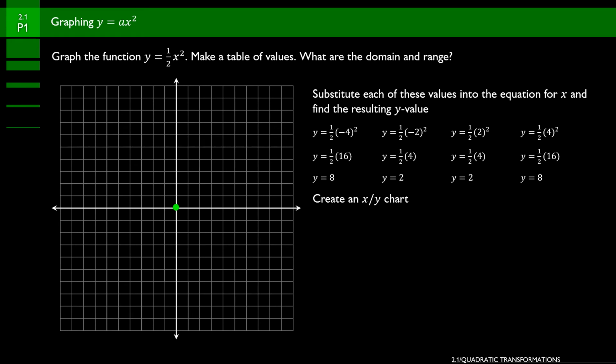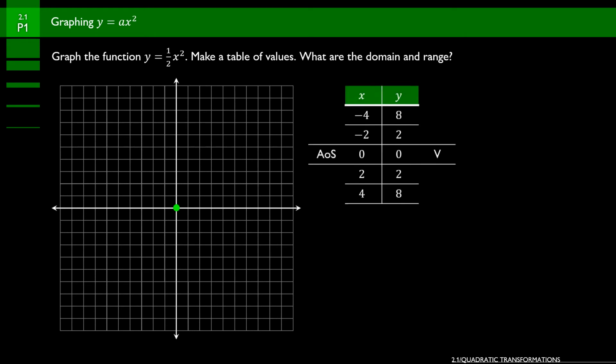When we run each of the numbers that we've chosen for our x values through and calculate them, we'll see that when x equals -4, we get y equals 8. When x equals -2, we get y equals 2. When x equals 2, we get y equals 2. And when x equals 4, we get y equals 8. So you notice that we've got symmetry with the y values. And if we choose the correct x values, it's going to look like that. Once we've got all of those, we're going to create an xy chart.